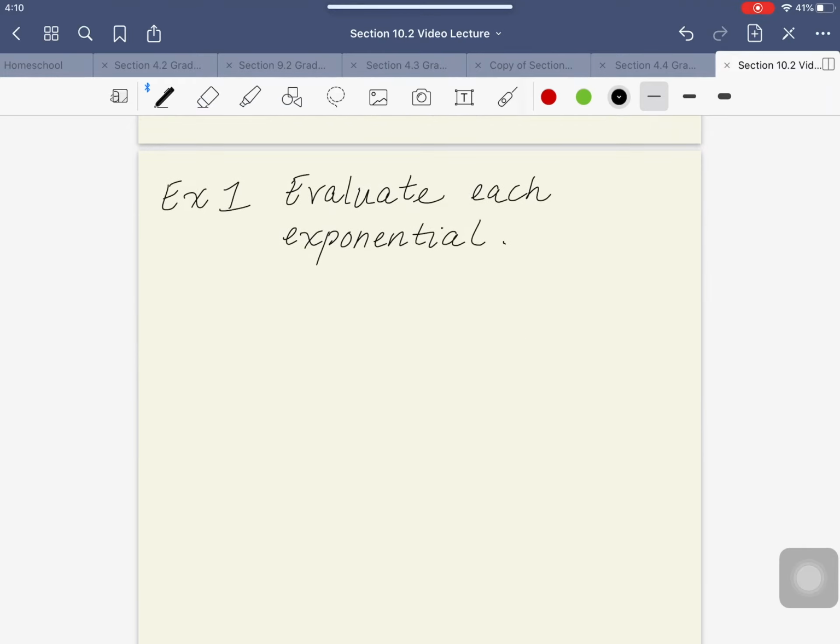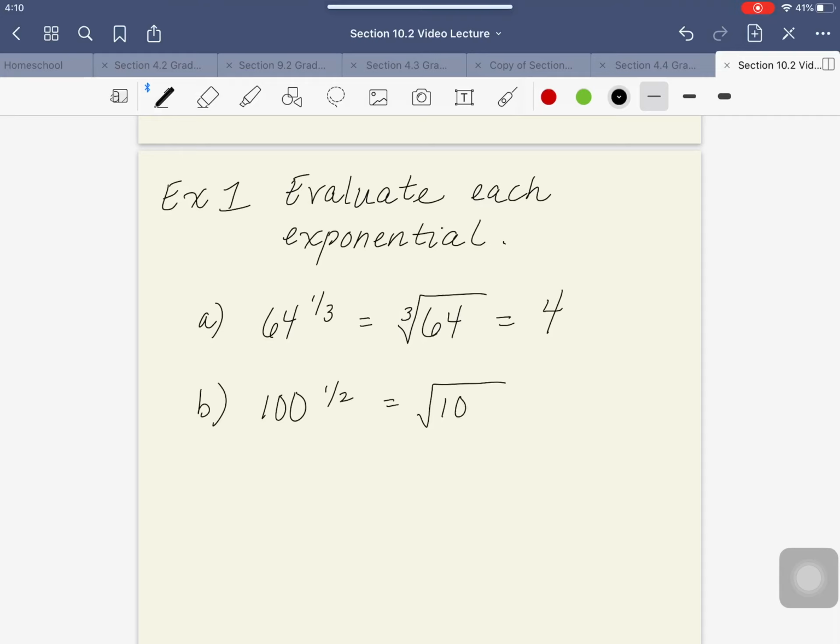All right, so we want to evaluate each exponential. The first one is 64 to the 1/3 power. I can rewrite this as the cube root of 64, and I know the cube root of 64 is 4. 100 to the 1/2 power is the same as the square root of 100, and that equals 10.